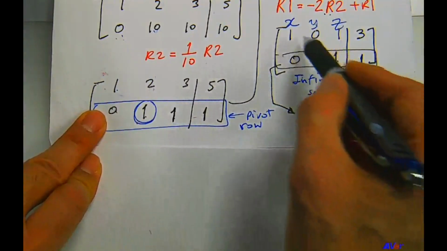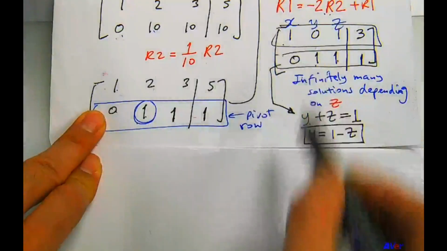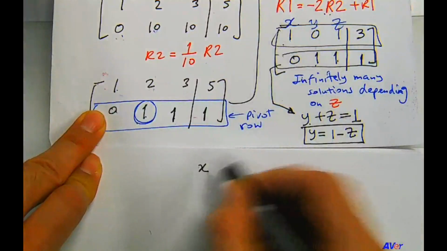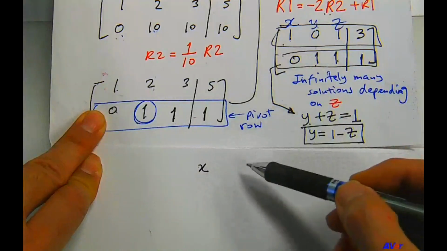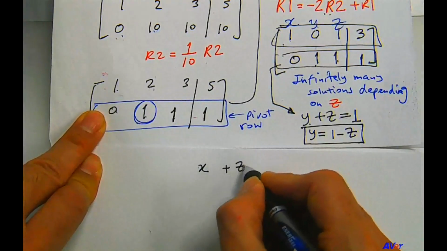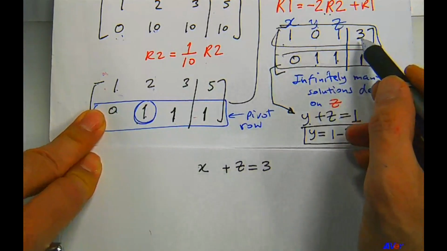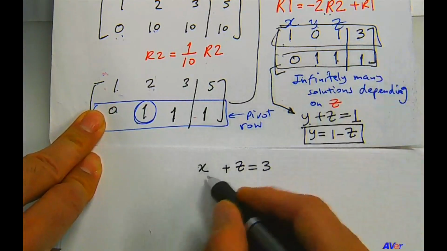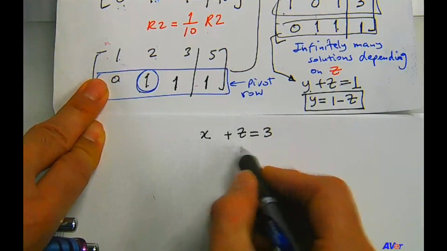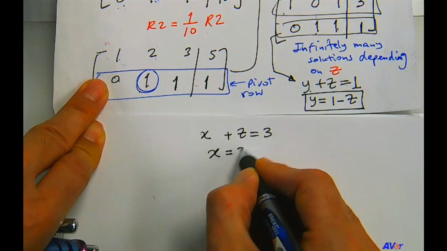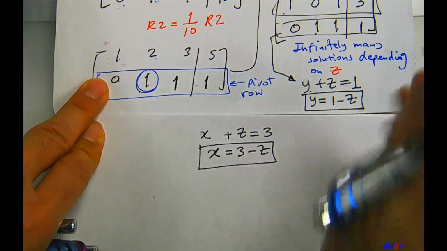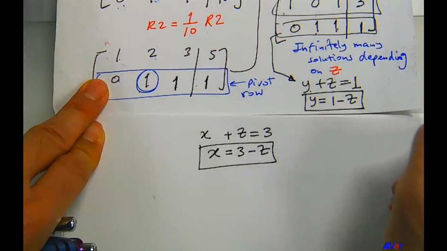Then how about from the top row, we can write 1 times x is x. 0 times y is 0, we're not going to write that down. 1 times z is positive z equals 3, which is on the other side, right? So let's solve this for x in terms of z. So x equals 3 minus z. So that's the solution for variable x.